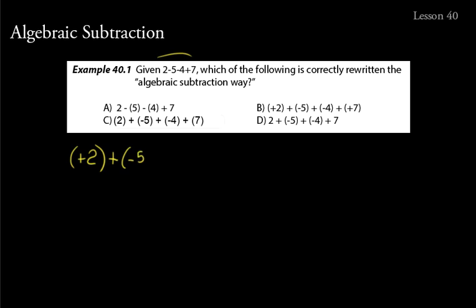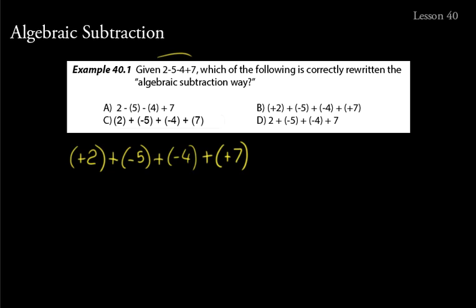That's the algebraic subtraction way, if you want to think about it using that word. And then we've got a negative 4, so we're going to do a plus negative 4. We group that number and sign together. And then we have a plus 7. So we need a plus here, and we group it together, so we include its sign, plus a positive 7. That seems like a lot of extra work, but that's how you're supposed to do it.